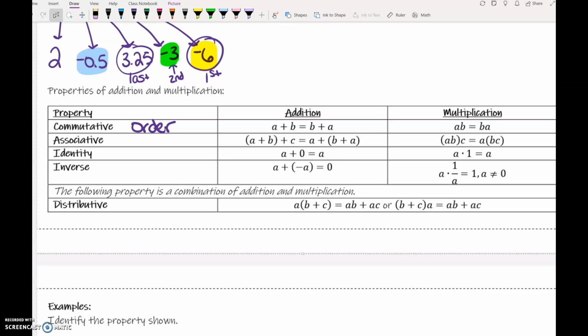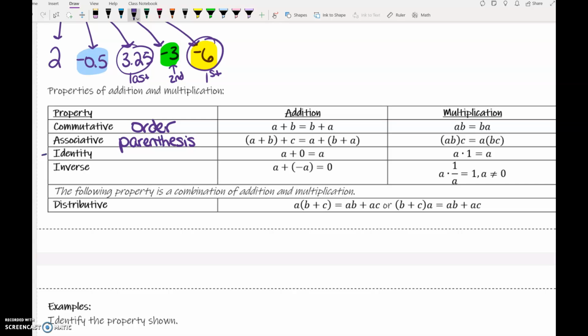The associative property deals with switching the parentheses. And I never remember if parentheses is supposed to be IS or ES. I change it up every time I write it, I think. So if I add the first two together and then add the third one, that's the same as adding the second and third one together and then adding the first one. Switching where the parentheses are located still gives you the same answer.